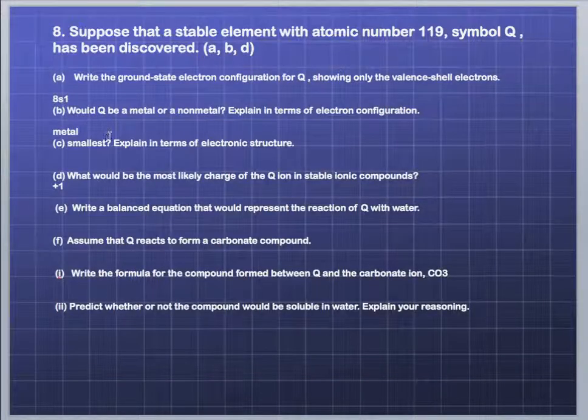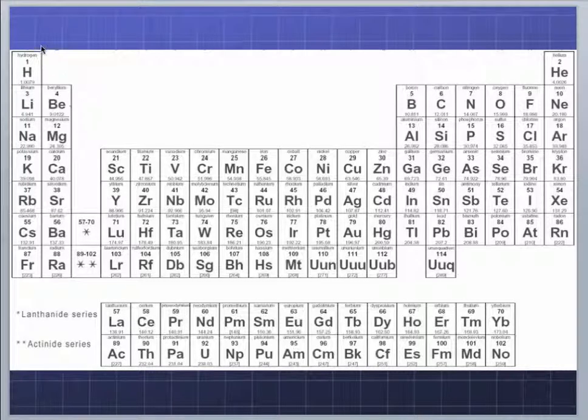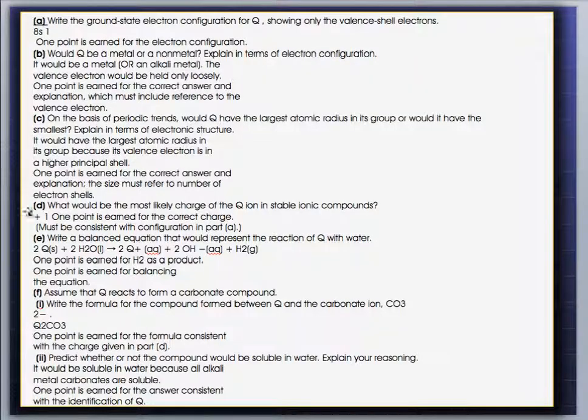So again, metal. And then, what would most likely be the charge of the Q ion in stable ionic compounds? Okay, I think I already gave that away. This is group 1, and they're going to have a +1 charge. Alright, so you can go through and check those. It's here if you ever want it.